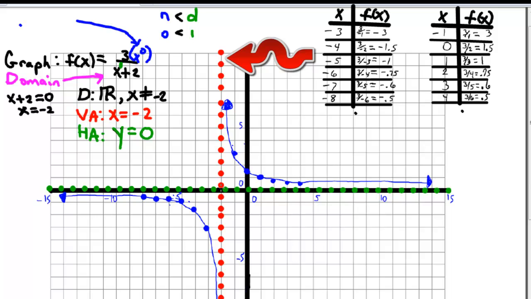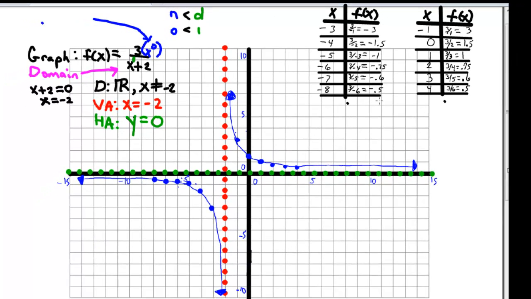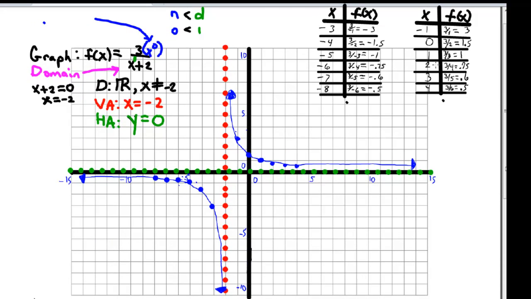So our x values would be -3, -4, -5, -6, -7, and -8. Plug in our values into 3 over x plus 2 to get -3 and the numbers so forth in the table. Then we look to the right of the vertical asymptote. And the numbers to the right are -1, 0, 1, 2, 3, and 4. Plug these values into the rational function to get these numbers in the table and plot your graph.